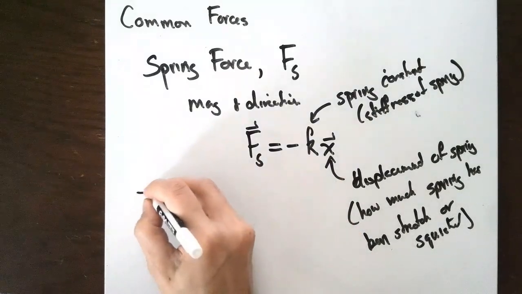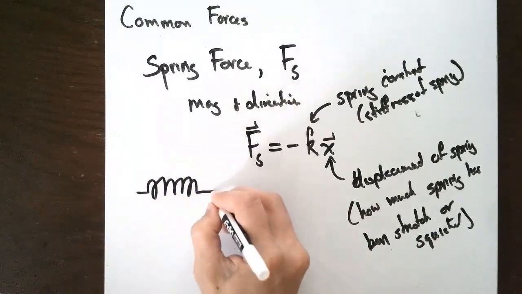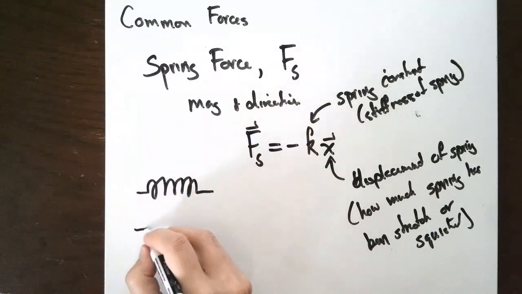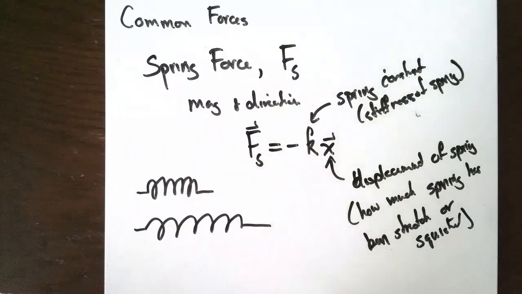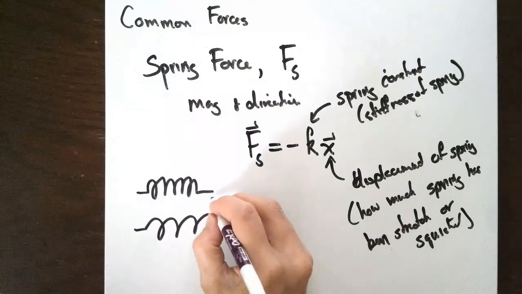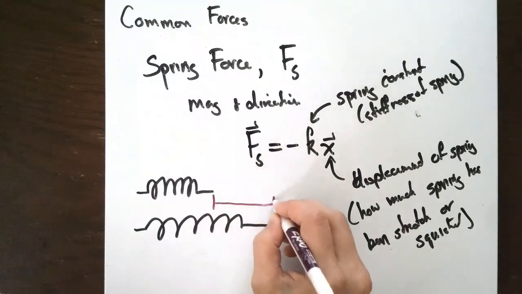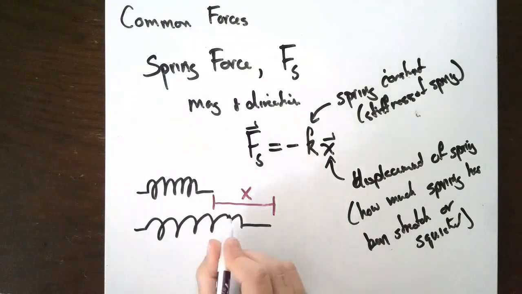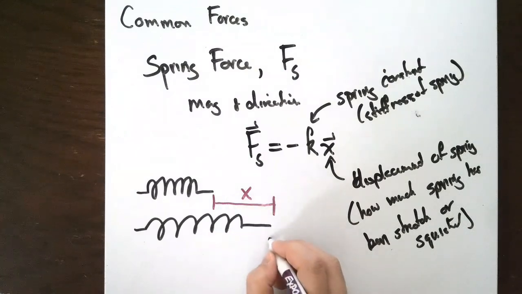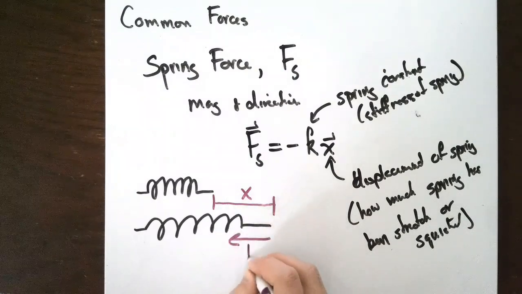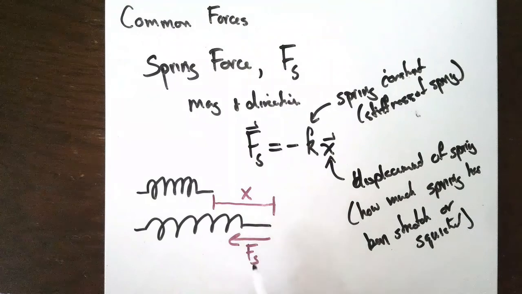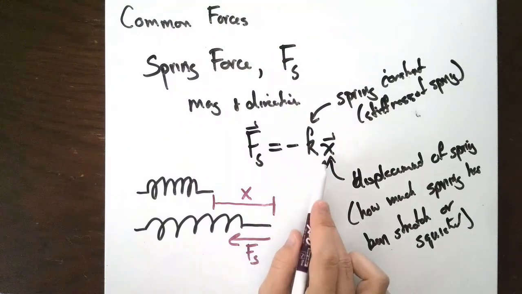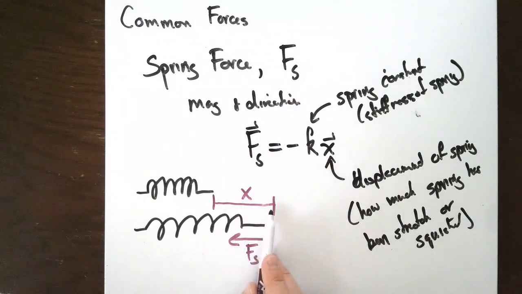So if you've got a little spring, and normally it's this long, but then you stretch it out, the spring force, if this is the distance you have stretched it, the spring force is always going to be opposite that displacement. So it started here and you displaced it this way, so the spring force is that way. And the spring force will get stronger and stronger the bigger and bigger the displacement is.